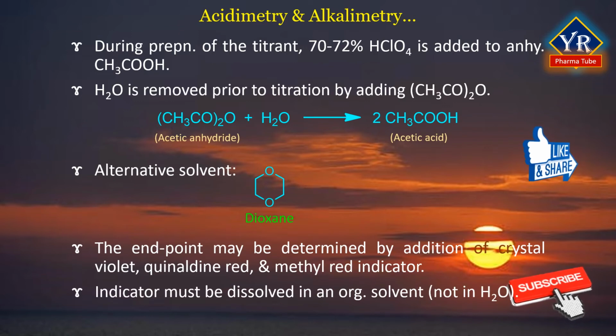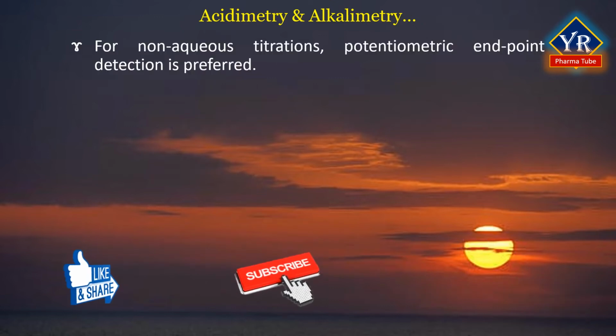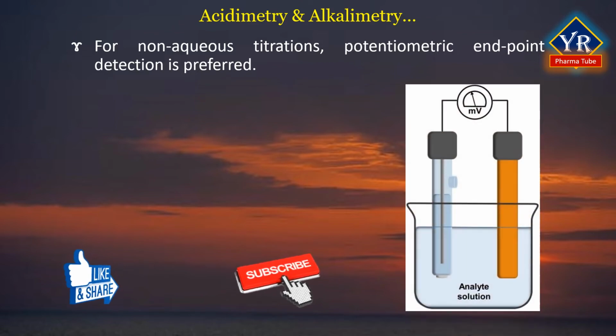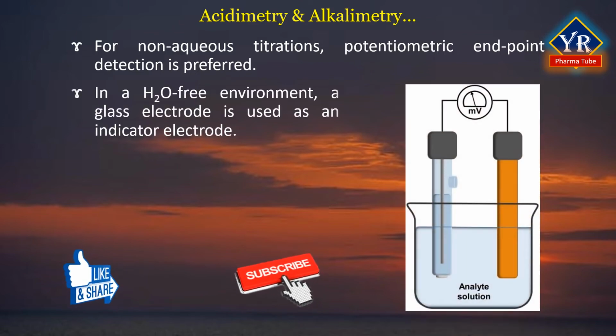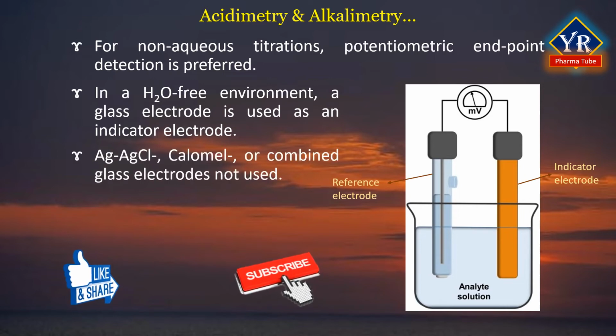Indicators for titration in non-aqueous solvents must be dissolved in a suitable organic solvent but not in water. For titrations in non-aqueous solvents, potentiometric endpoint detection is preferred. In a water-free environment, a glass electrode is used as an indicator electrode, while the reference electrode is a silver wire coated with silver chloride. Silver, silver chloride, calomel, or combined glass electrodes are not used for titrations in non-aqueous solvents because these leach out small amounts of chloride ions and water, both of which can interfere with the titration.